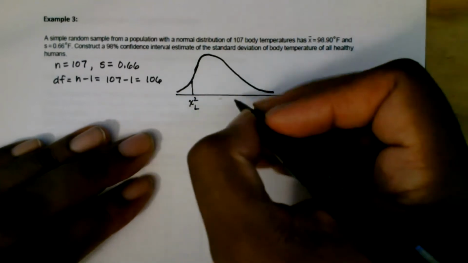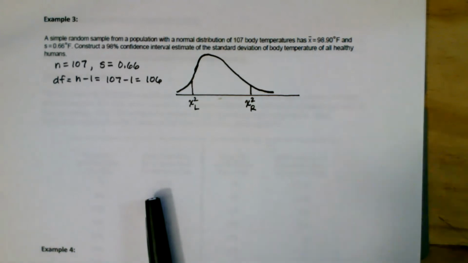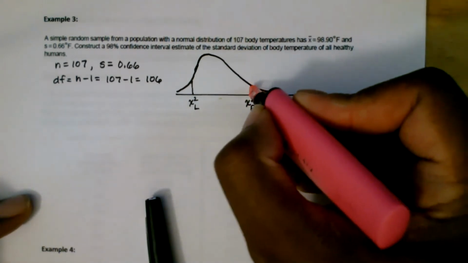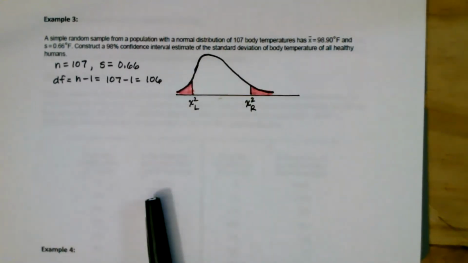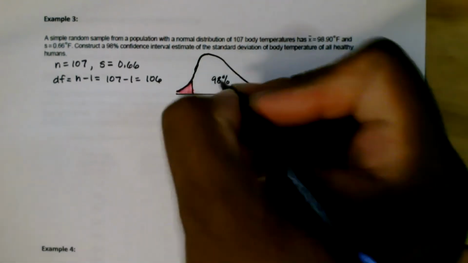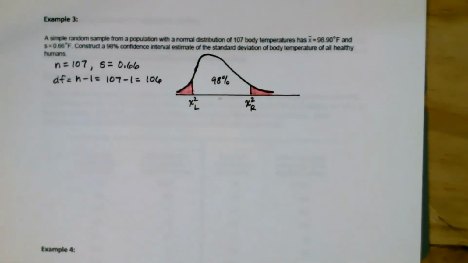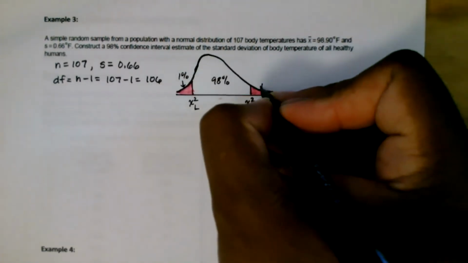So we need a chi-square critical value for the left tail and a chi-square critical value in the right tail. And we're dealing with a 98% confidence interval. So 98% will be in the middle. The area underneath the curve is 100%. So subtract 98% from 100%. That's 2% split in these two tails. That means the left tail has 1%, the right tail 1%.